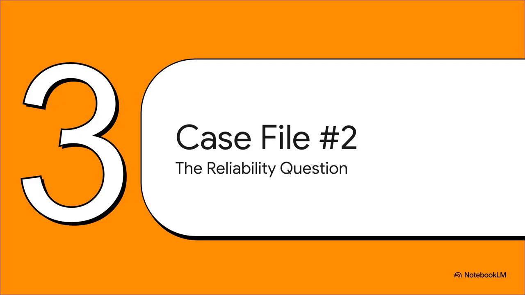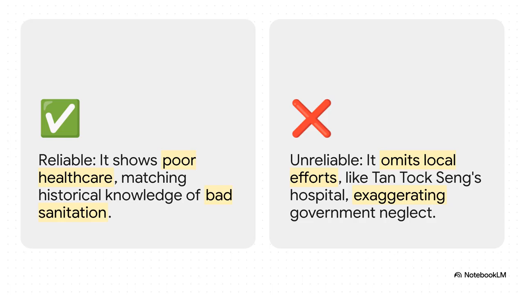Let's move on to our second case file, the reliability question. This is a classic detective challenge. Your job isn't just to use a clue, but to decide how much you can actually trust it. It's all about a balanced view. You know, the key to reliability is balance. Sources are almost never 100% good or 100% bad.